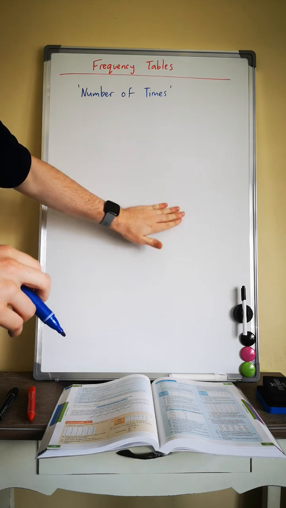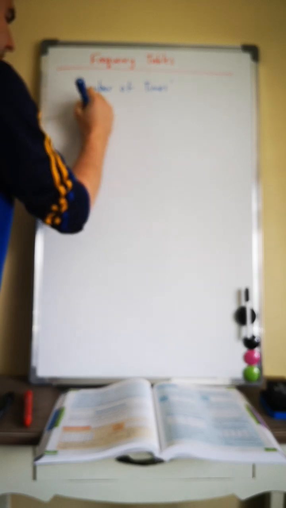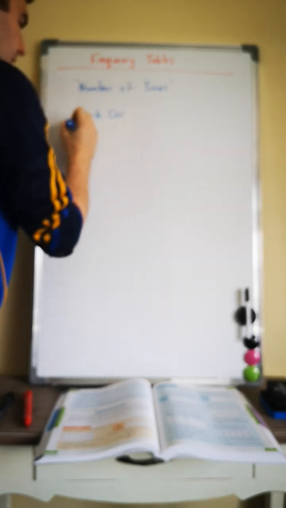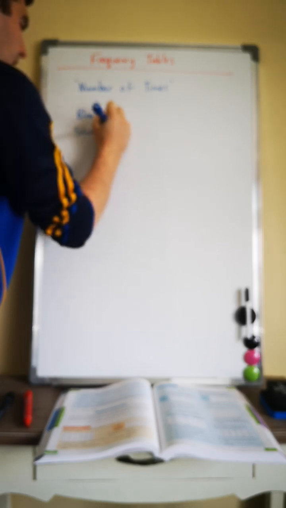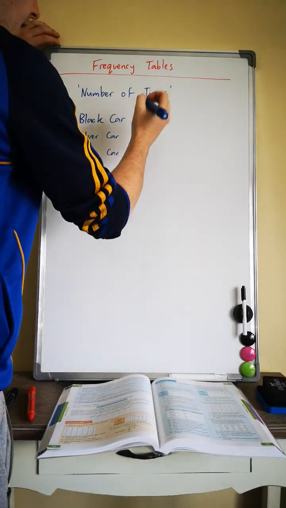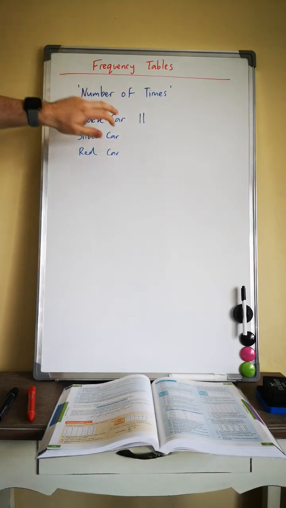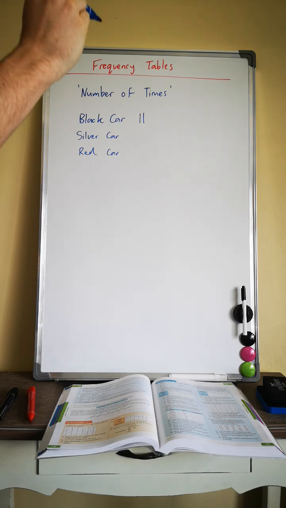For example, if I just look outside my window now, I'm going to look at the frequency of, let's say, different color cars. I'm going to say black car, silver car, and red car. So let's have a quick look outside. Straight away, and these are all parked, not driving by, I see 2 black cars. If you're sitting on the side of the road and I want to count these, one drives past and then another one drives past. That represents 2. It's like a tally, like a little tick.